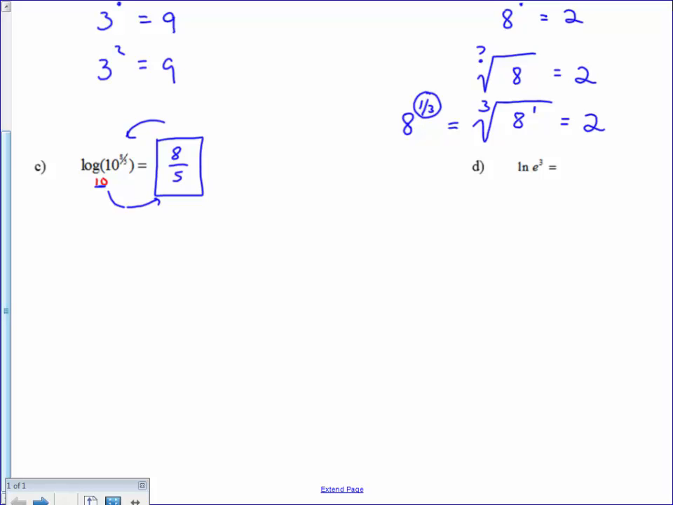Next one over, we have natural log of e to the 3rd. Well, natural log has understood base of e. We see that we have a base matching base of argument, and so the answer here would just be the exponent on the argument, which is 3. And basically what we're saying here is e to what power would give me e to the 3rd? Well, it would have to be a 3rd power.